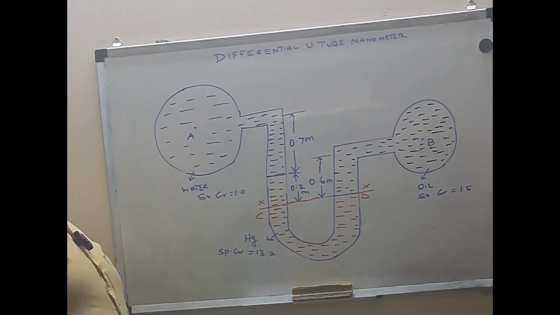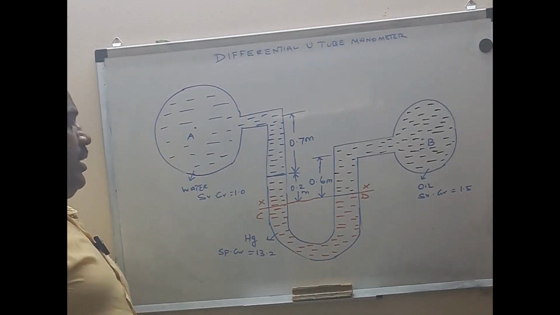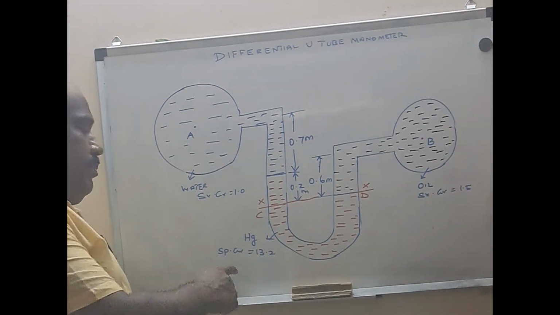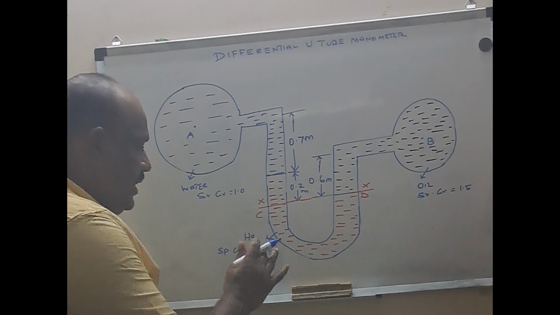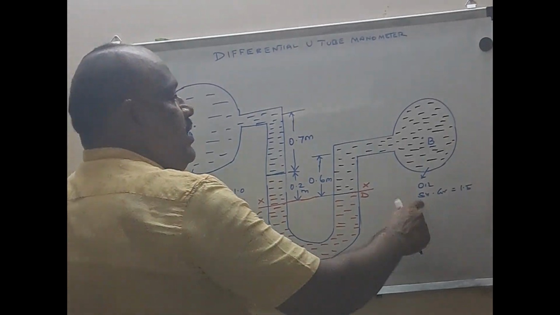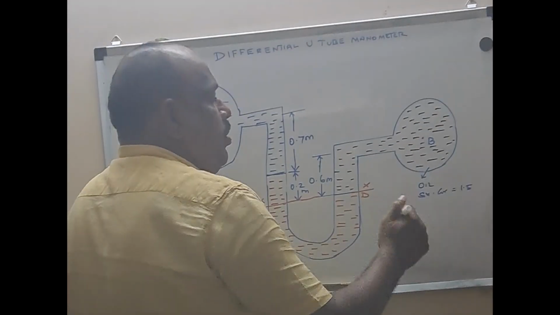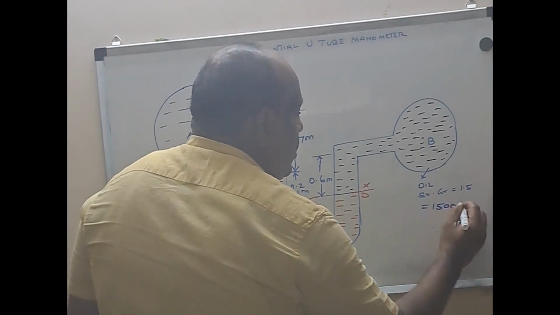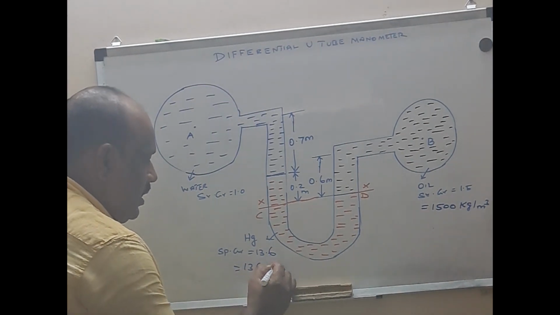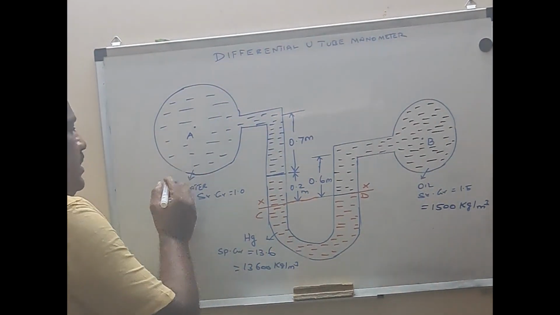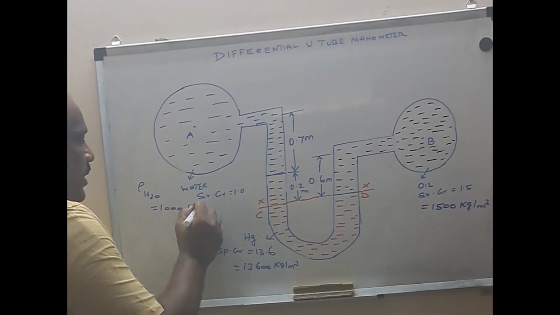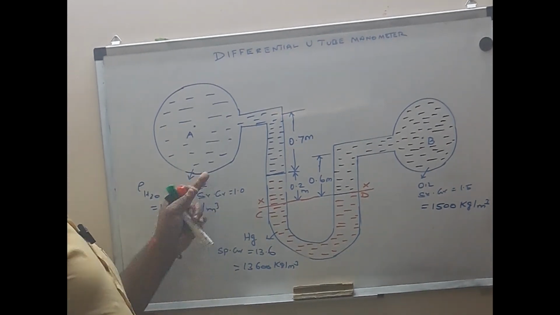So, in this case, we are going to take A as water, whose density is 1000 kg per meter cube, because they gave the specific gravity as 1, and the mercury specific gravity is 13.6. So it will be equal to 13,600 kg per meter cube, and the specific gravity of this given fluid B, or oil, is 1.5. So its density will be 1500 kg per meter cube. The mercury density will be equal to 13,600 kg per meter cube. The density of water is 1000 kg per meter cube.